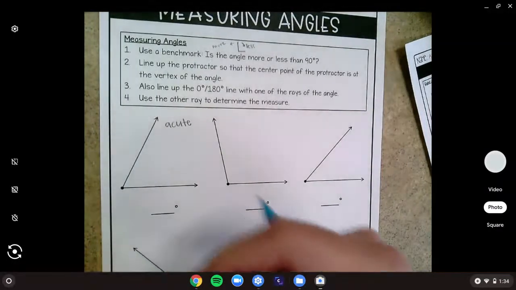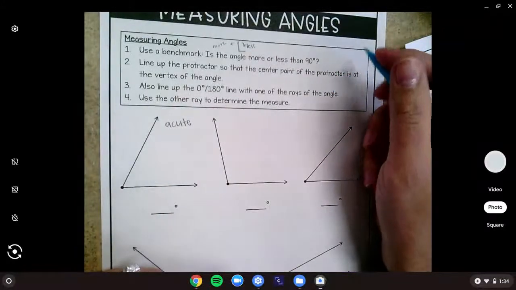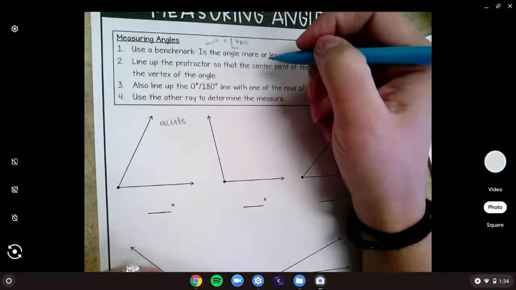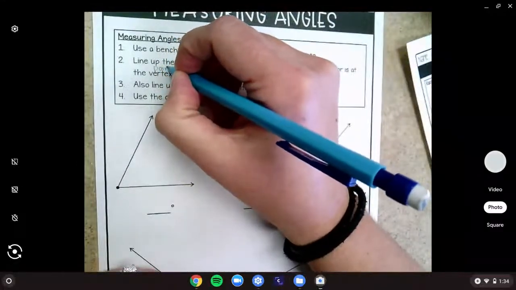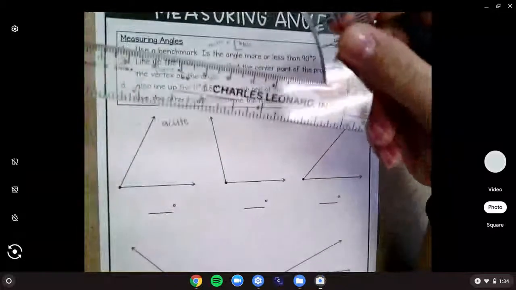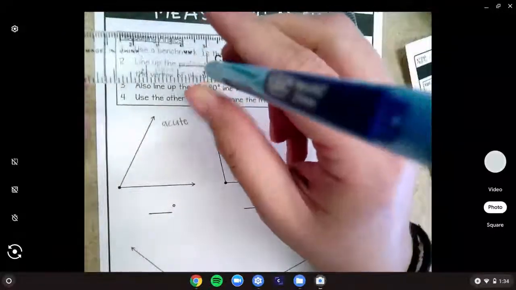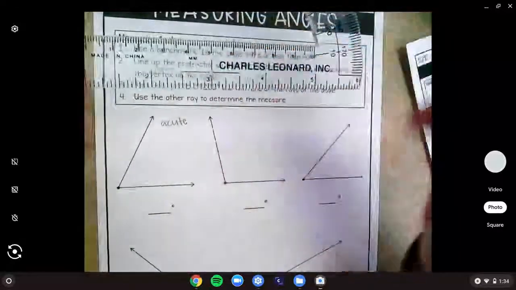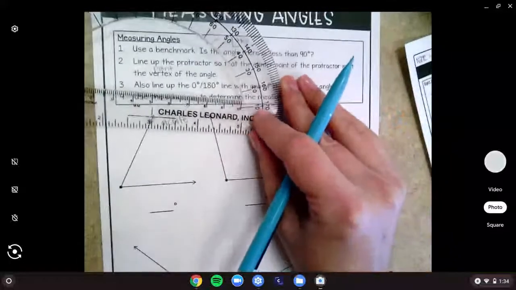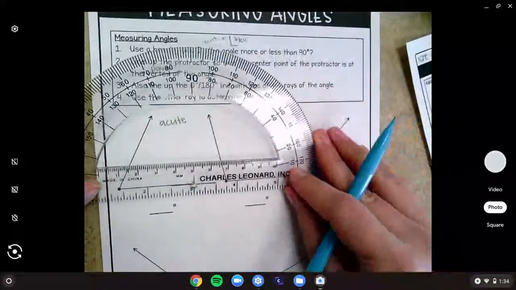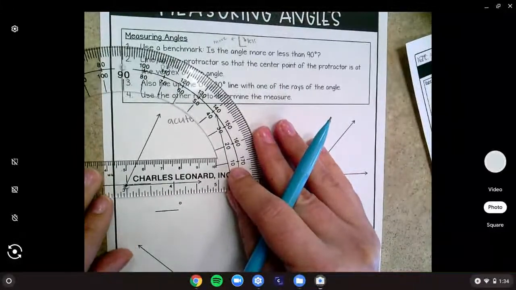So now I'm going to line my protractor up. So the center point of the protractor is at the vertex of the angle. Another word we said for vertex was point. So on my protractor, there's this little hole right here, kind of in the middle of the ruler part. I can almost hold my pencil through it. What we're going to do is line that hole up with our point. Our point isn't up here. Our point isn't over here. Our point is where those two rays meet.